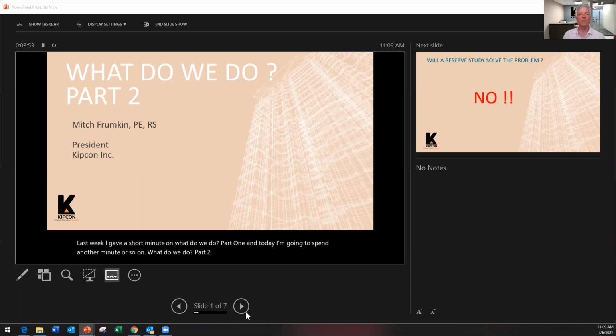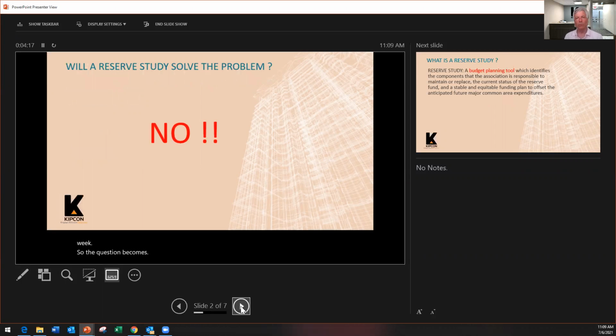The reason for this is there are so many different perspectives that are being taken on this tragedy and how to avoid it. There were a few things I needed to clear up based on what I'm reading in the paper. One of the things is that they seem to be presenting that if you have reserve studies done, that you'll be able to alleviate problems such as what happened last week. So the question becomes, will the reserve study solve the problem? And the answer to that is resounding no.